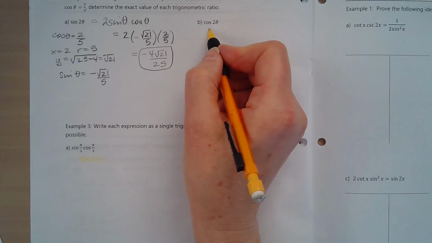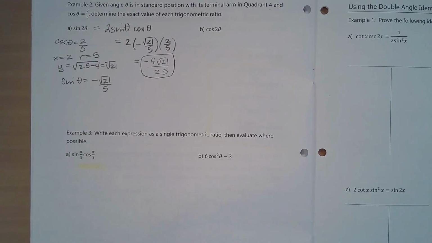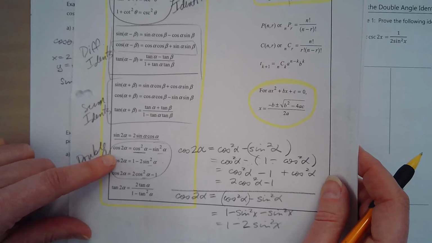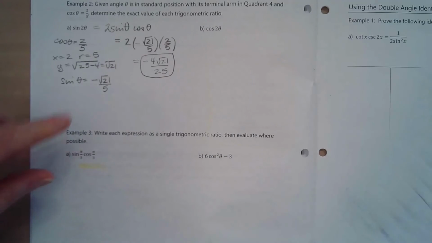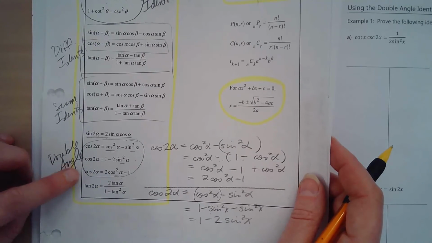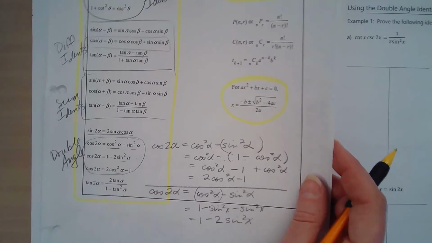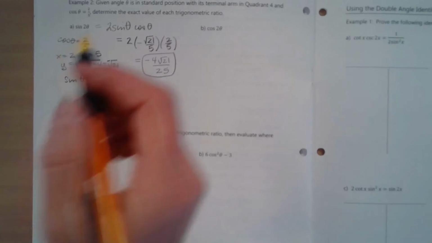What about this one, cos of 2 theta, double angle cos? Remember, this is the one where you have 3 versions. Which version would you pick? Version 1, 2, or 3? You'd pick 1? Why 1? You've got your sine, you got your cos. Would anyone pick 3? Yeah, I think I would. Why would you pick 3, Neville? Yeah, is that you too, Rahel?